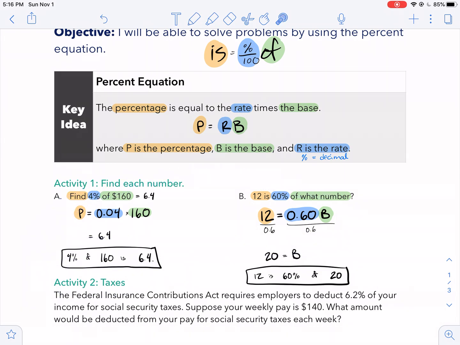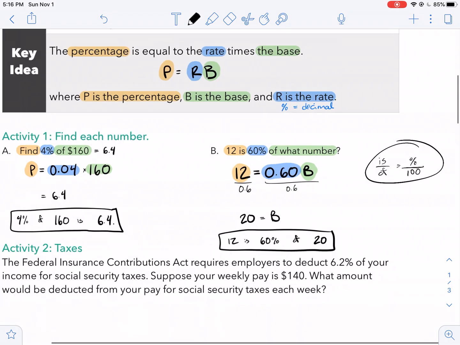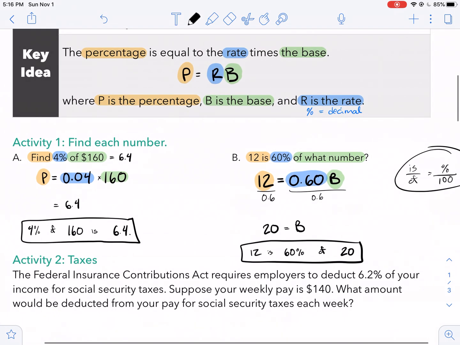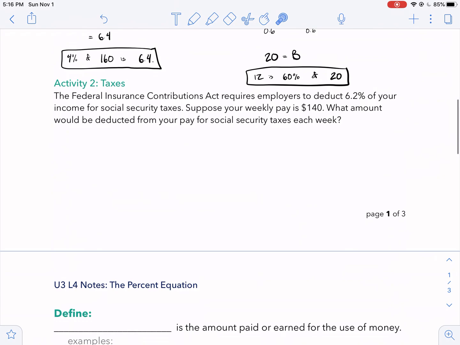Straight up, guys, if this is confusing to you, and you want to use your is over of equals percent over 100, I'm totally fine with that. That's how I solve things to this day. So this is great. The percent equation, though, is really nice when you have word problems. So we're going to do 3 examples of word problems today, and the percent equation will probably be easier than setting up a proportion.